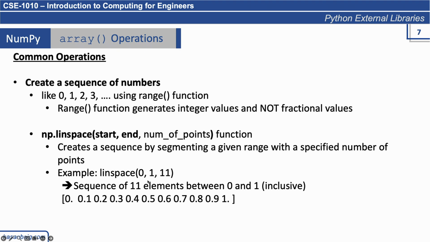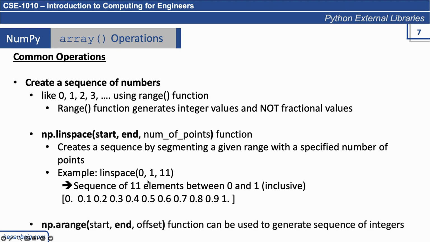NumPy also supports generating a sequence of integer values, which is np.arange. In this function, you need to specify the end index. This is the required parameter. Of course, you can also specify start, and you can also specify the step, the same as you would do in the range function, and it can be used to generate a sequence of integers.